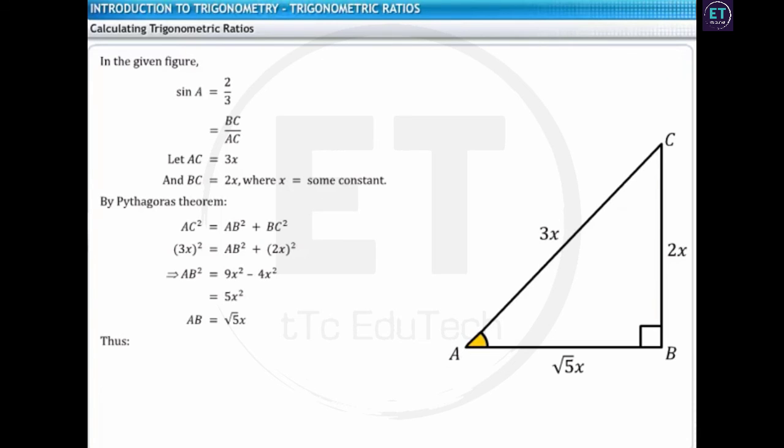Now, since we know the values of all three sides of triangle ABC, we can calculate all other trigonometric ratios. For example, cosine of angle A is equal to root 5x upon 3x, or root 5 by 3. Similarly, tangent of angle A is equal to 2x upon root 5x, or 2 by root 5.